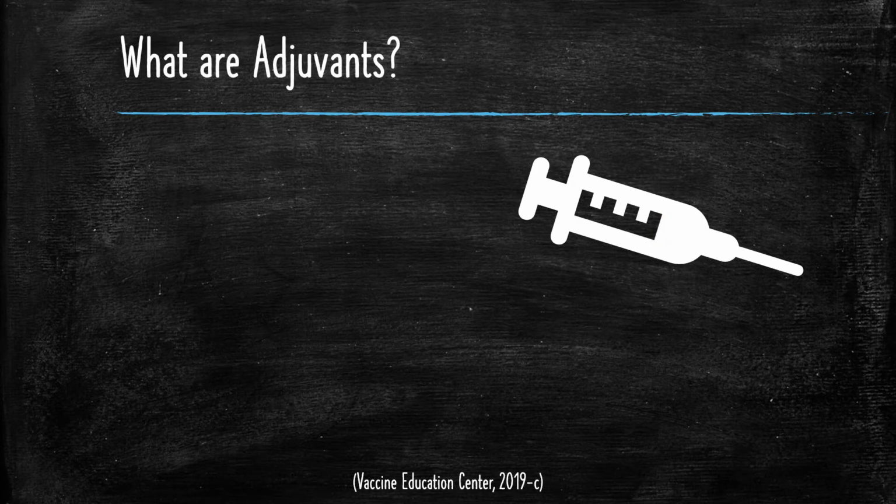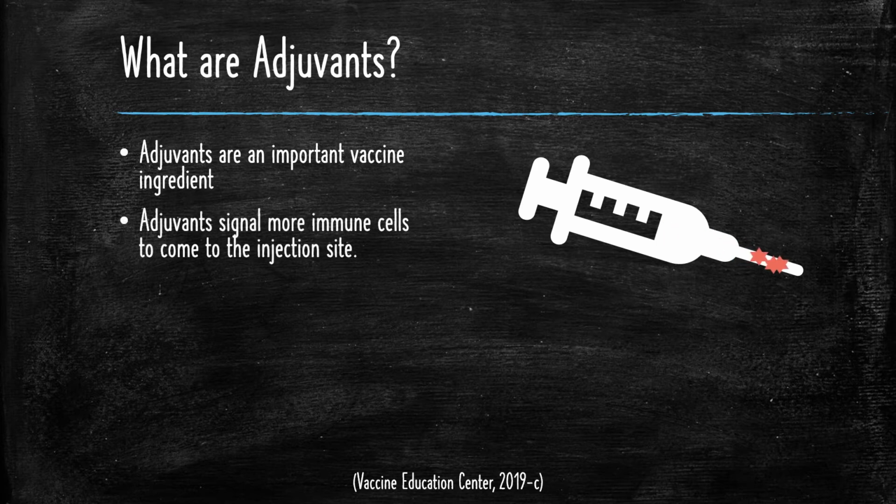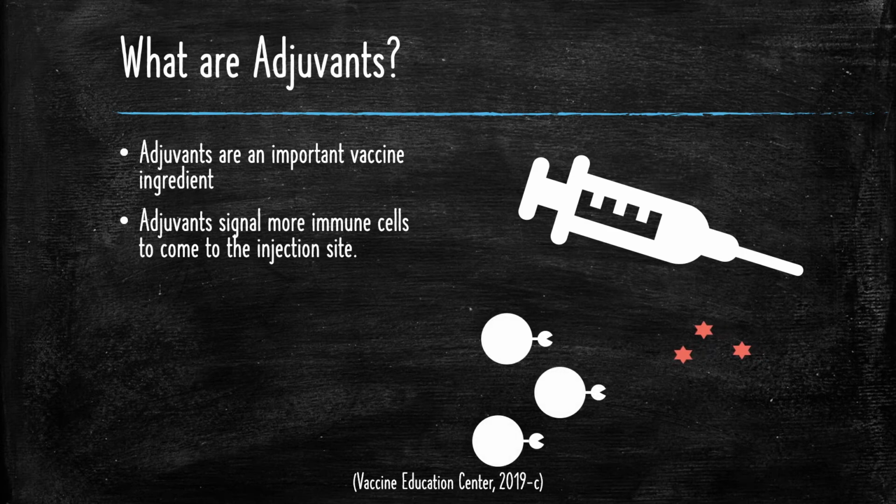The last vaccine ingredient we're going to look at in this video are adjuvants. Adjuvants are a very important ingredient to vaccines. A really common one that's used in a lot of vaccines is aluminum. We're going to get into why aluminum is used in a later video, but we can use that as the example in this video. The aluminum is injected into the body at the same time as the rest of the vaccine, and that signals more immune cells to come to the injection site.